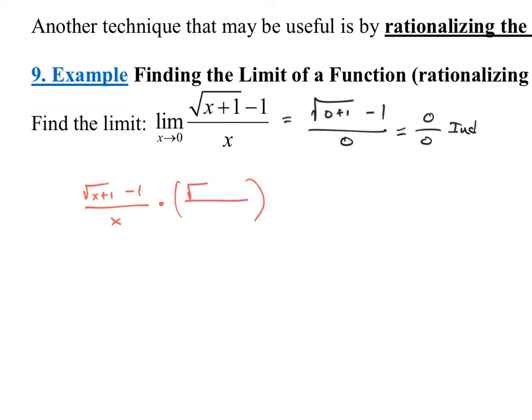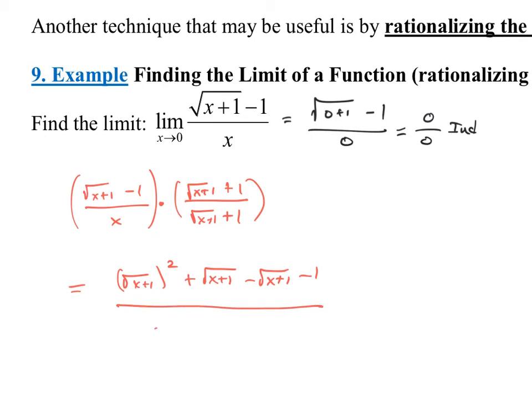So that would be the exact same thing, the square root of x plus 1 and a 1, except you change the sign, so it's going to be positive. So the square root of x plus 1 plus 1. Let's go ahead and FOIL this out. The first term would be the square root of x plus 1 times the square root of x plus 1, which is the square root of x plus 1 squared. The outers would be plus the square root of x plus 1. The inners would be minus the square root of x plus 1. And then the last would be negative 1 times 1, which would be minus 1.